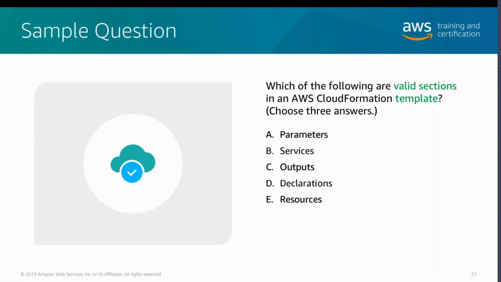Well, parameters, we just looked at that. That looks to be valid. So parameters is a good one. I didn't talk much about anything called services in a CloudFormation template, so let's rule that out. Now we only have to rule out one more. Outputs, that's valid, but declarations, didn't really talk about that as much, but resources is required. So parameters, outputs, and resources are the valid sections of a CloudFormation template.